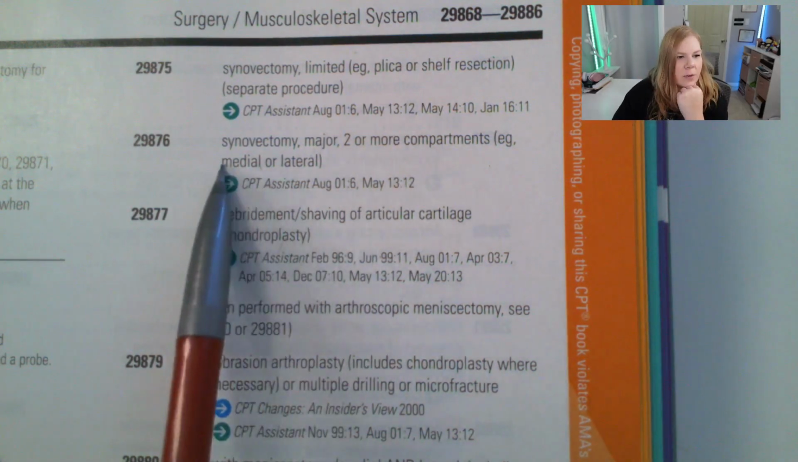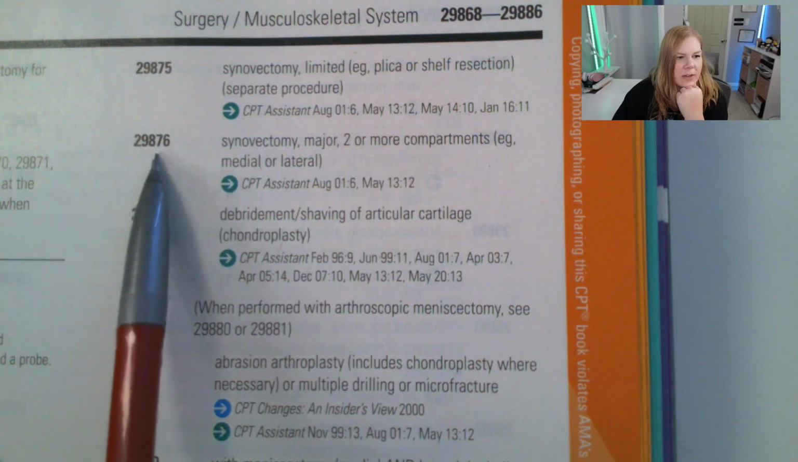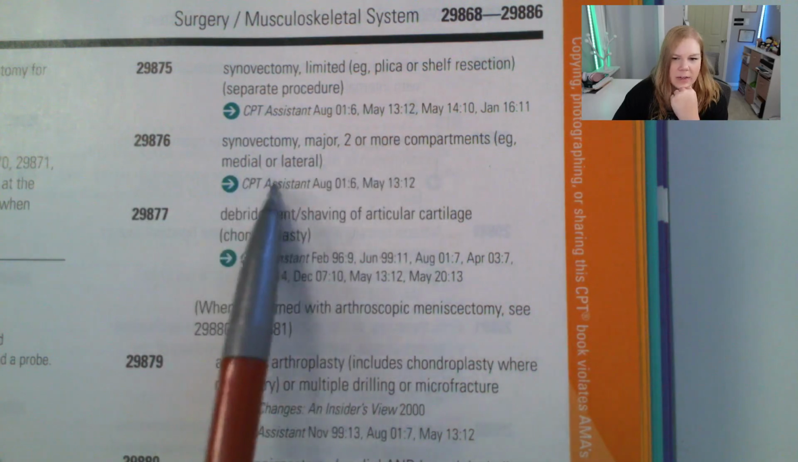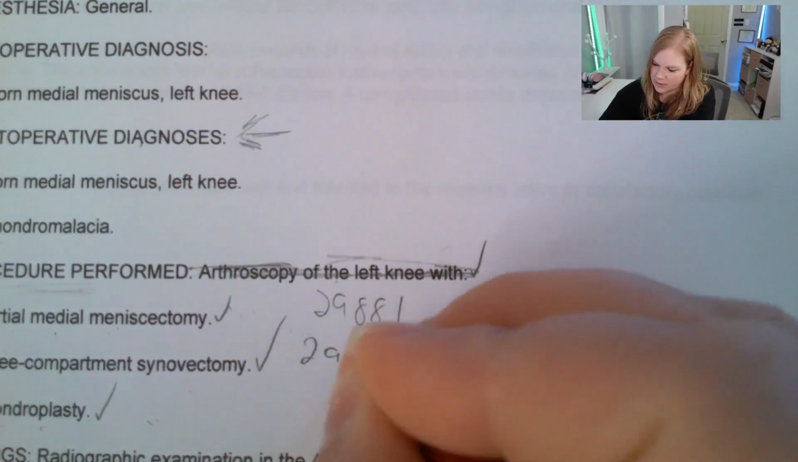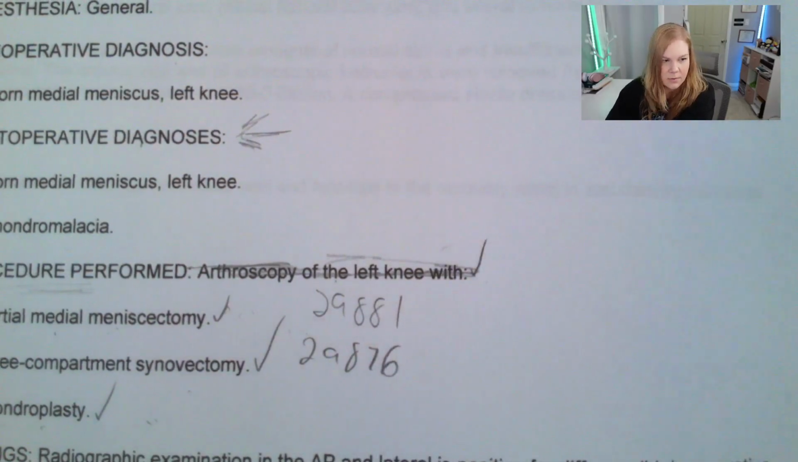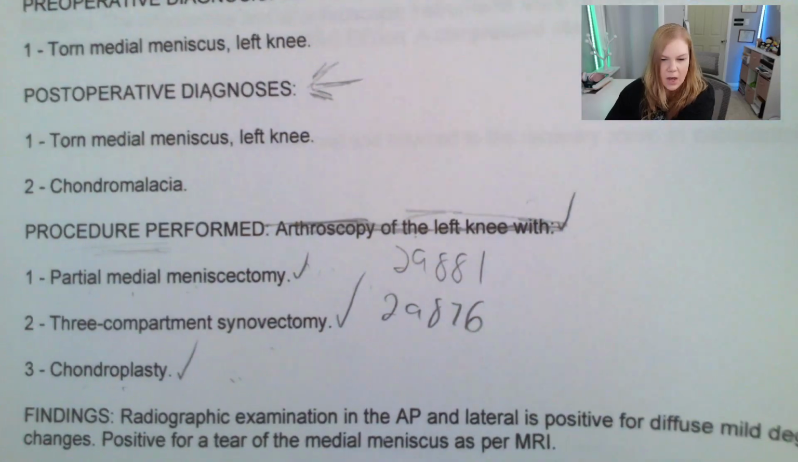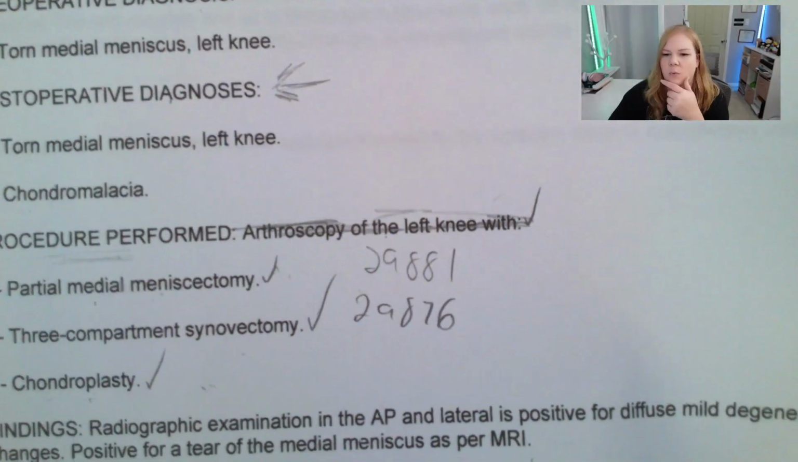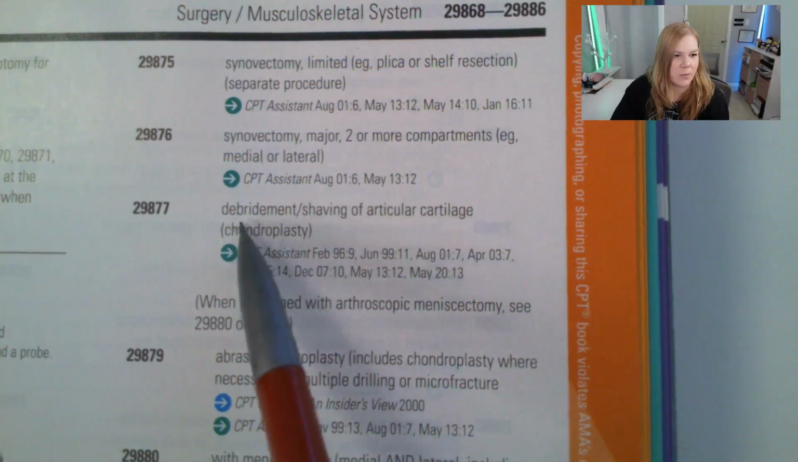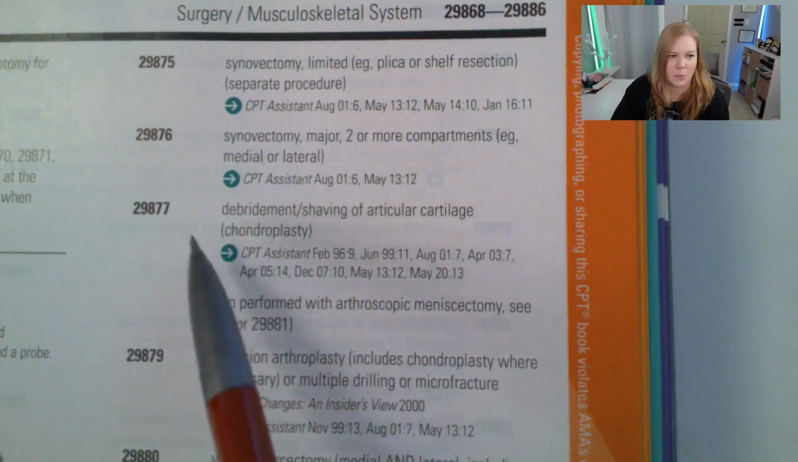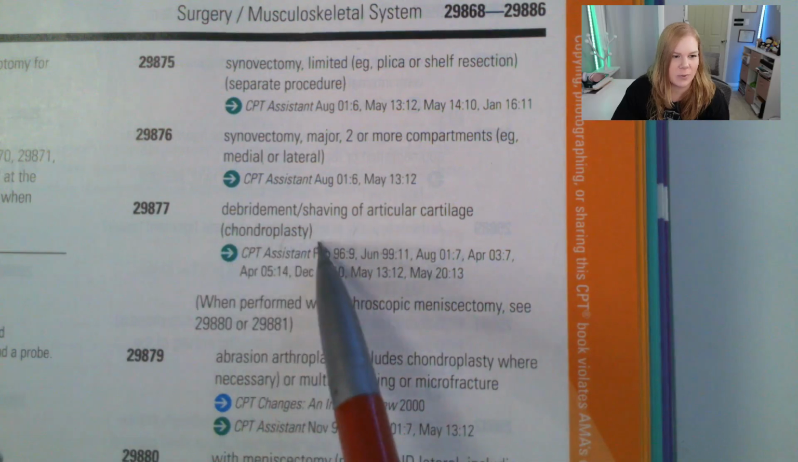It was a 3-compartment synovectomy. So there's our 29876, and it says medial or lateral, and that's what we did. And then the chondroplasty is our last one. And right there, right below it is our chondroplasty. So our debridement shaving of articular cartilage, and then in parentheses it says chondroplasty.